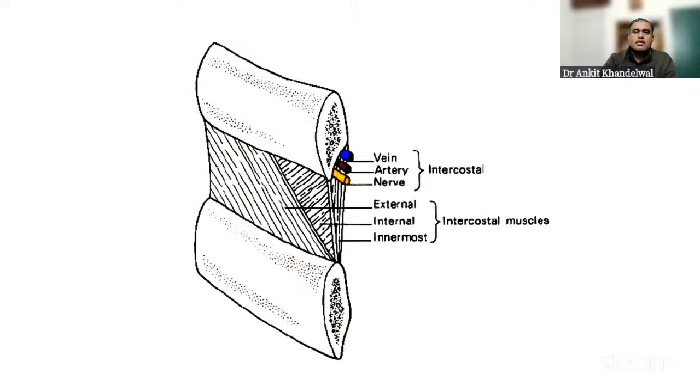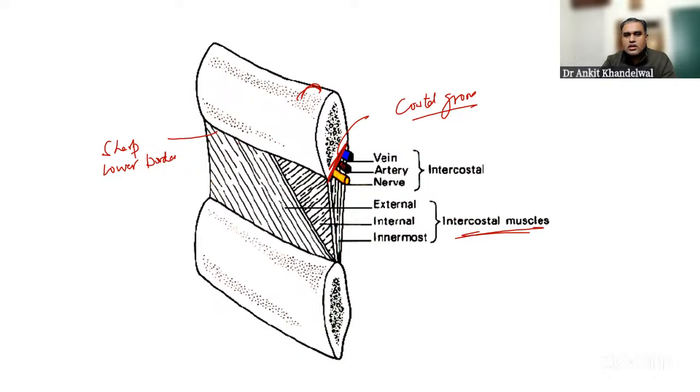This is the arrangement. You can see the upper border is a bit rounded. This is the sharp lower border. This diagram you can easily make. I don't think it is very difficult. And this part over here is the costal groove. You can see the vein, artery, nerve over here. The muscles are also being shown: external, internal, and innermost.